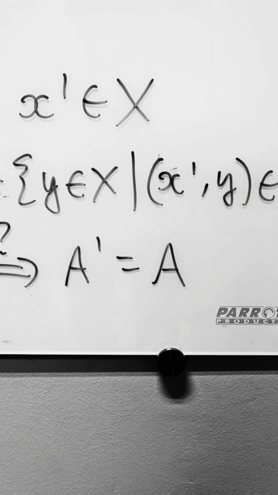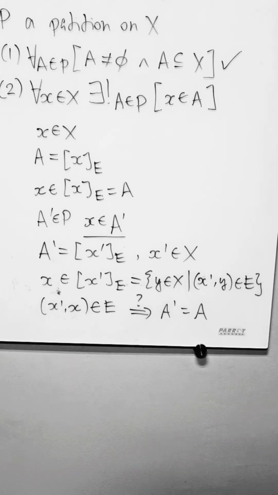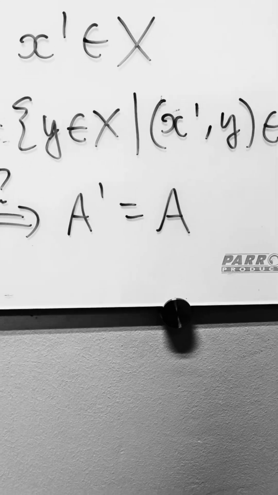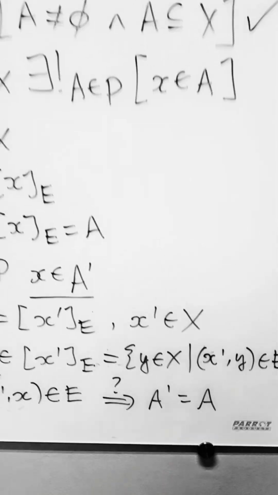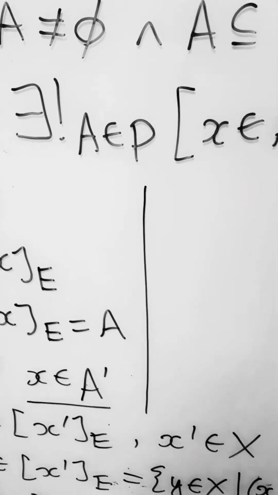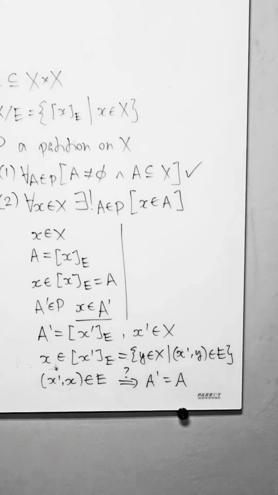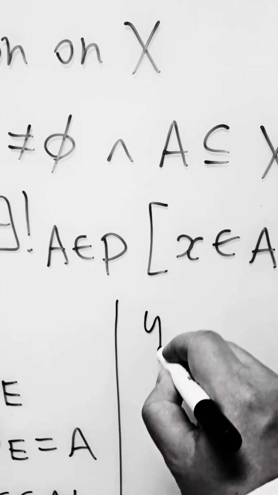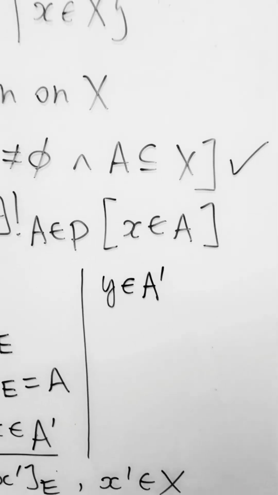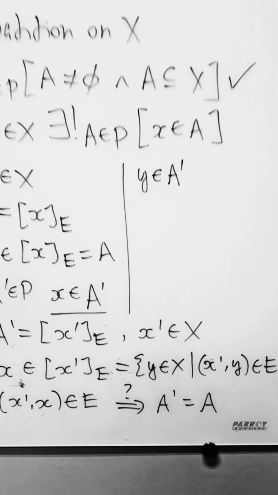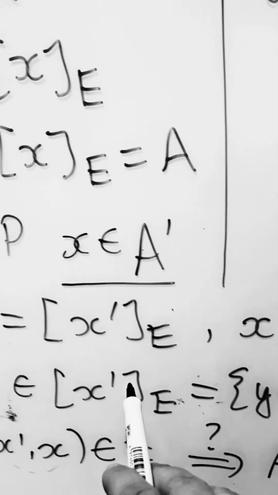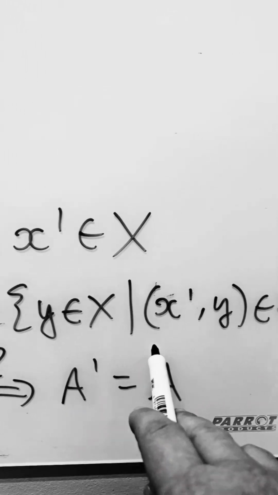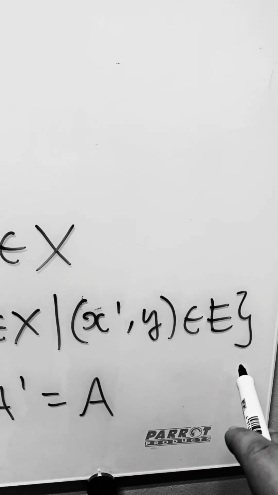To show that A prime and A are equal, we have to show that they have the same elements. Two sets will be equal exactly when they share exactly the same elements. So let's investigate what are the elements of one and see if we can conclude that all of them will also be the elements of the other one. Let's pick a random element y in A prime. What do we know about y? Well, if it's in A prime, which is the equivalence class of X prime, by the definition of the equivalence class, such y will be related to X prime by the equivalence relation.